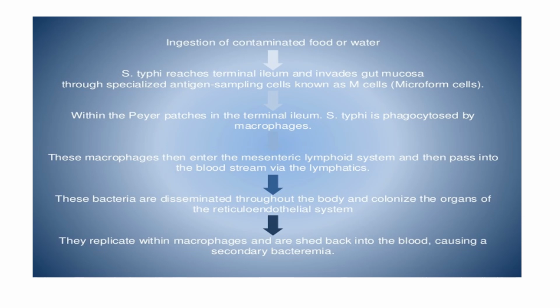Salmonella typhi is phagocytosed by the macrophages. These macrophages then enter the mesenteric lymphoid system and pass into the bloodstream via the lymphatics. So this is the main route of entrance into the bloodstream. Here the primary bacteremia starts, and then these bacteria are disseminated throughout the body. Wherever they colonize an organ of the body, the symptoms will depend on that involved organ.